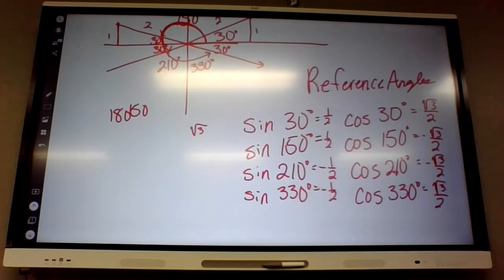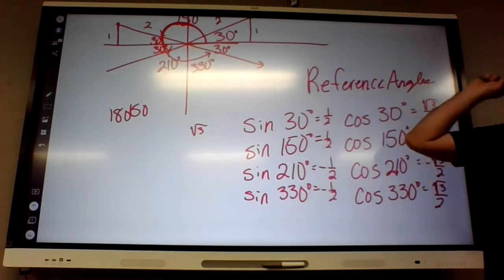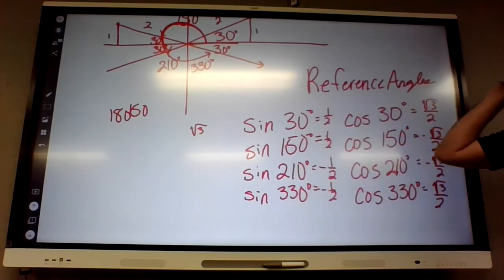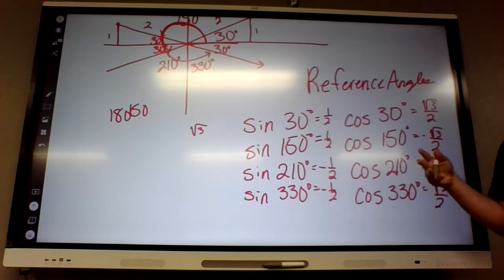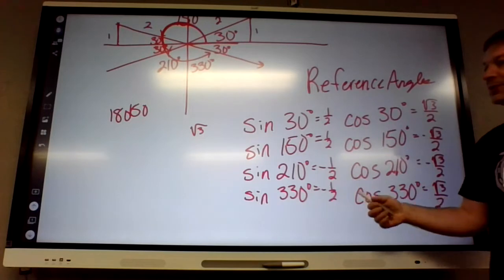Okay, so all of these angles, 150, 210, 330, have 30 degrees as the reference angle. So they kind of all equal the same thing because they make the same ratio, except for sometimes they're negative and sometimes they're positive.